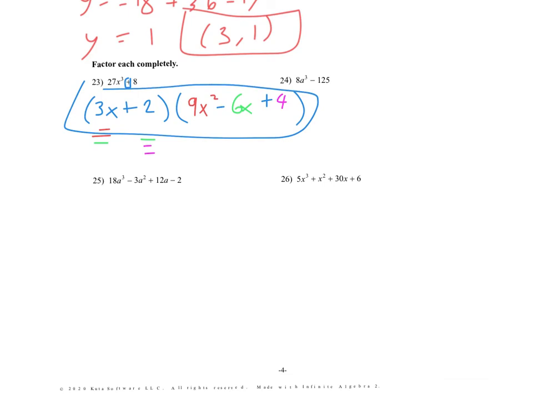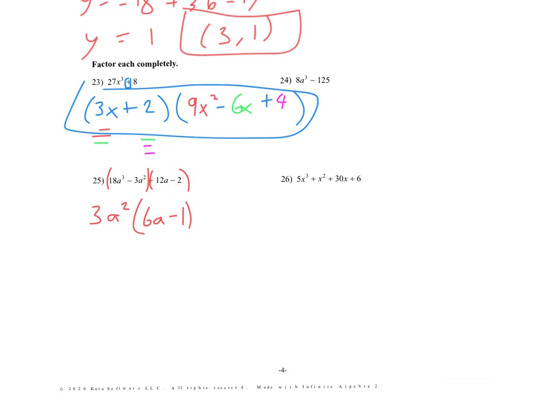All right, number 25 here is 4 terms. So I'm going to use grouping. So we put the first two in a group and the second two in a group. The first group looks like I can take out a 3 and then an a squared. And that's going to leave me with 6a minus 1. So I do 18 divided by 3 is 6. And then 8 to the third, I take out 2 a's, that's 1 left. This one I took out the whole term, and whenever that happens, there's always a 1 left over.